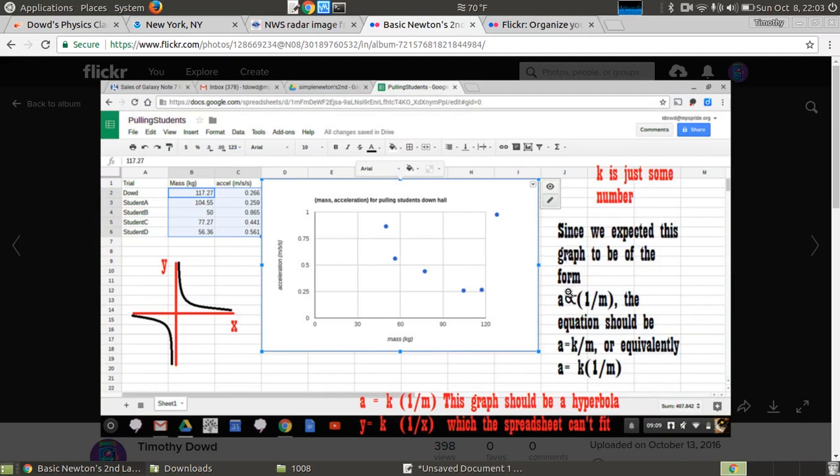We expect this to be of the form A is proportional to 1 over m. As mass gets bigger, acceleration drops. And that means we have the equation A equals k over m. There's a proportionality constant. There's some number k here, but the big idea is that as m gets bigger, A is going to get smaller. I'm just factoring out the k, so I'm writing A equals k times 1 over m. Now why would I do that? What's useful about that?